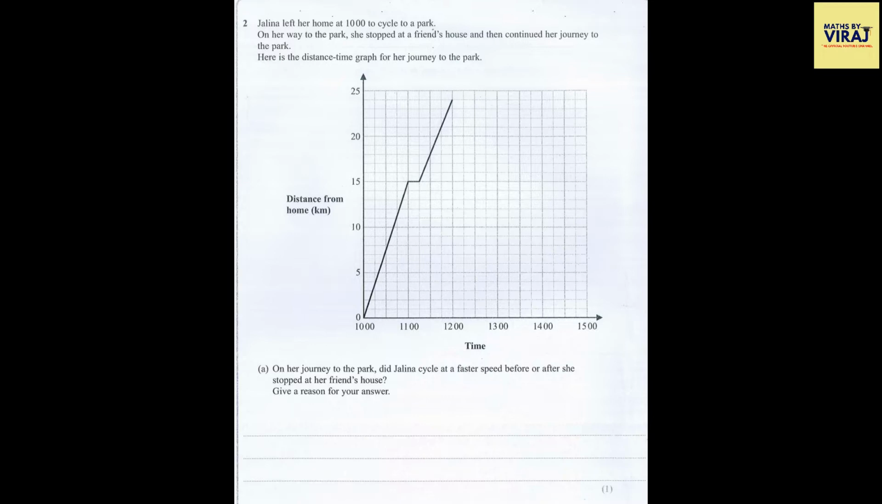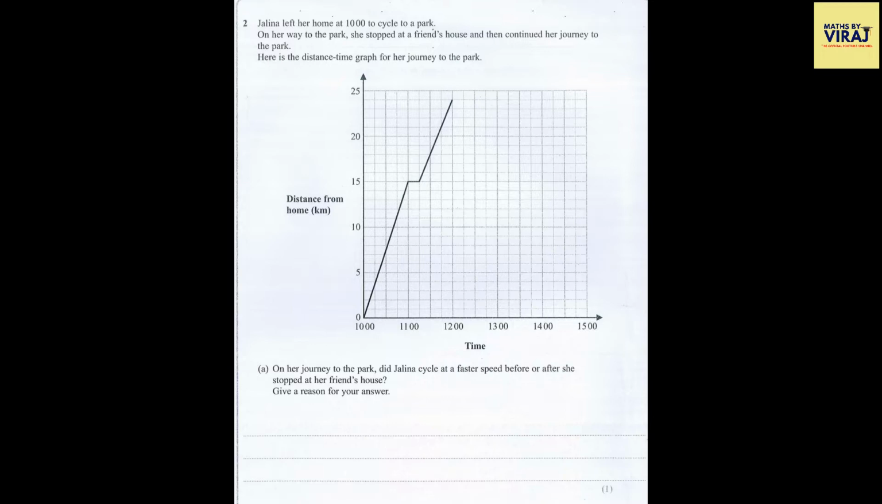Now you can see, children, she has left home at 10 and she has arrived at some point at 11, which is 15 kilometers away from her home, and there she has stayed at that particular place for 15 minutes. Then again, she has traveled to a distance of 24 kilometers away within a time period of 45 minutes.